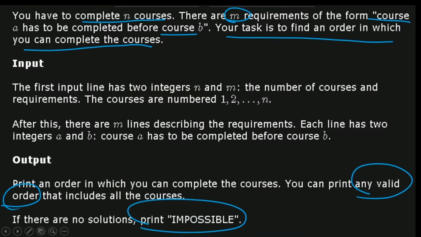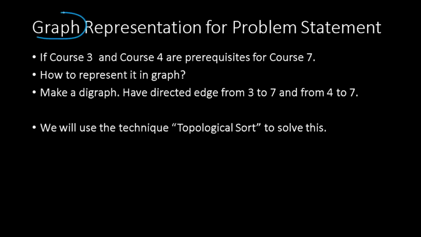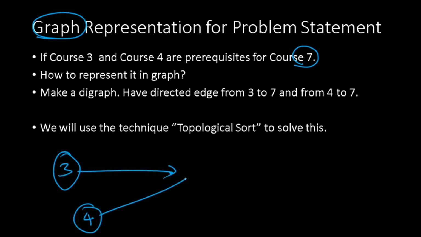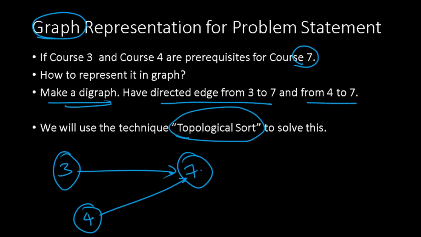Okay. So let us first try and understand how this problem can be represented in a graph form. The graph representation. If course 3 and course 4 are prerequisites for course number 7, we can represent it in the form of a digraph like this. Okay, so we make a digraph. We have a directed edge from 3 to 7 and 4 to 7, and then we'll use the topological sorting technique, which I'll discuss in this video, to solve this problem.